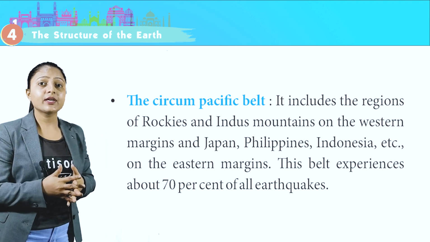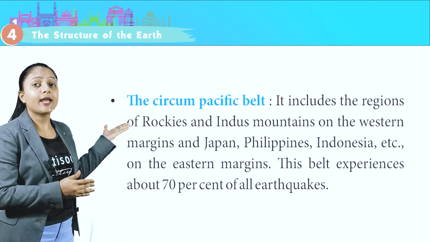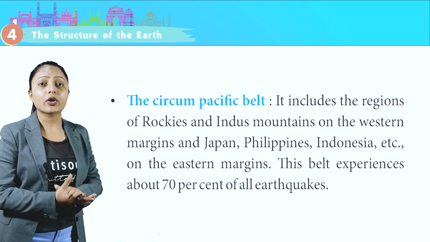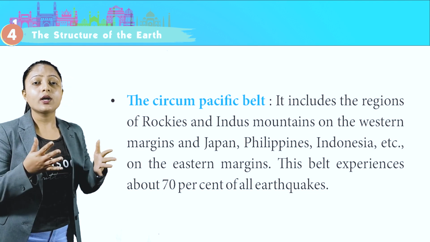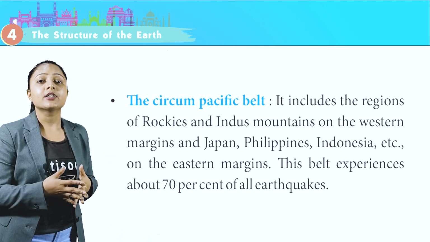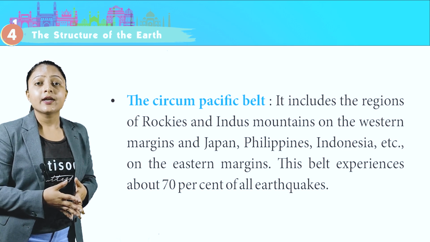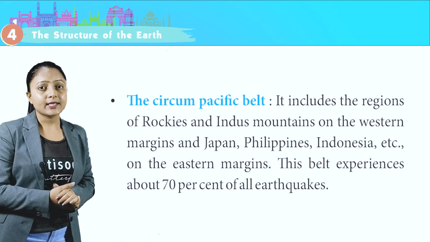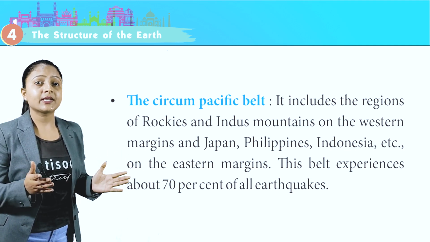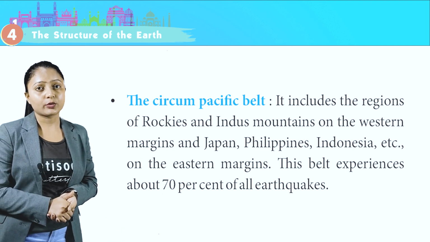The Circum-Pacific Belt. It includes the regions of Rockies and Andes Mountains on the eastern margins and Japan, Philippines, Indonesia, etc. on the western margins. This belt experiences about 70% of all earthquakes.